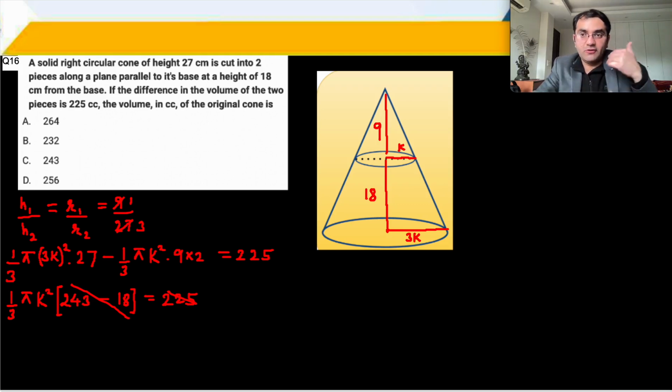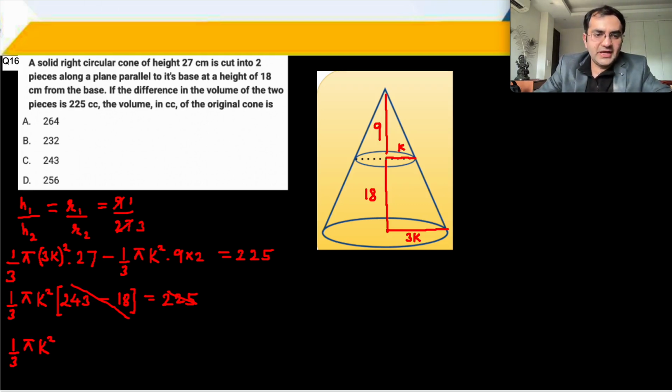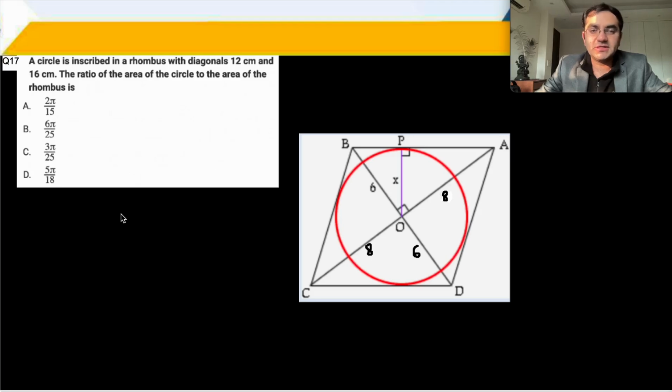The question says find the volume of the original cone. That's obviously 1/3 pi k squared into the original one, which was this one. 3k squared into 27, that is 243. So 1 into 243, the answer is 243. C part.